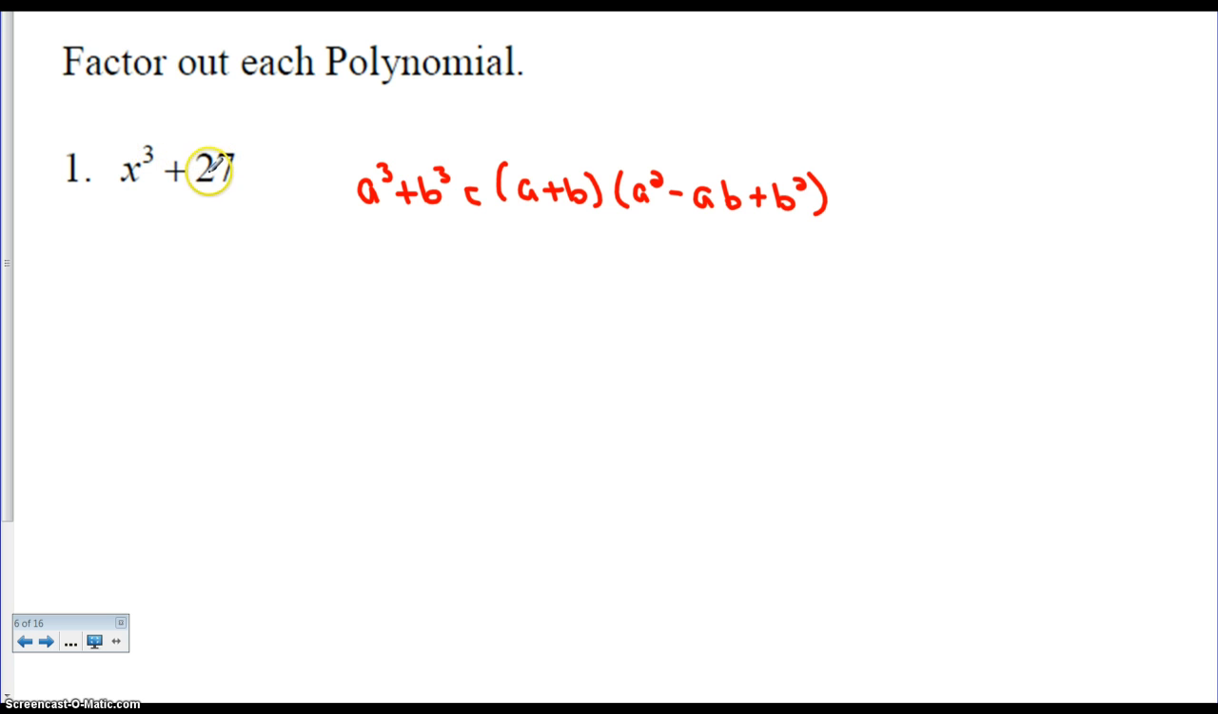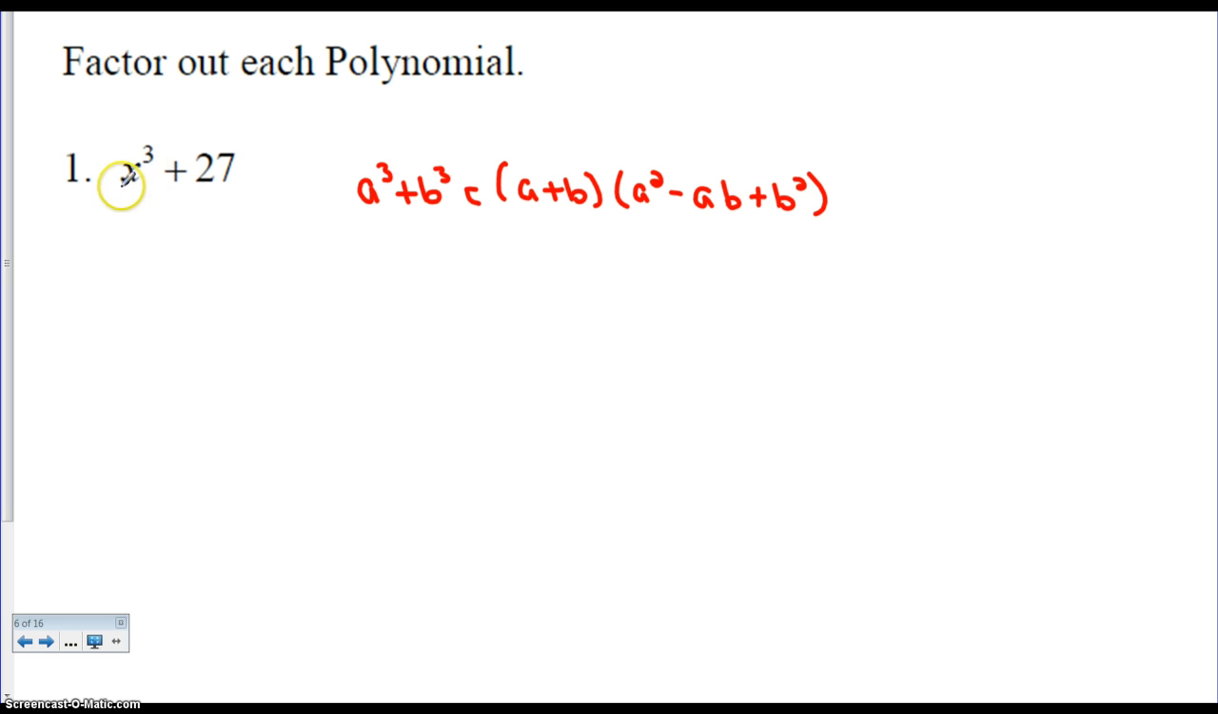I have x cubed plus 27. So what I do notice is that it's the sum of two cubes. So that's why I wrote down this basic form already. That's usually the first thing that I do, when I notice it's the sum of two cubes, I know that this is the basic form of what it is.